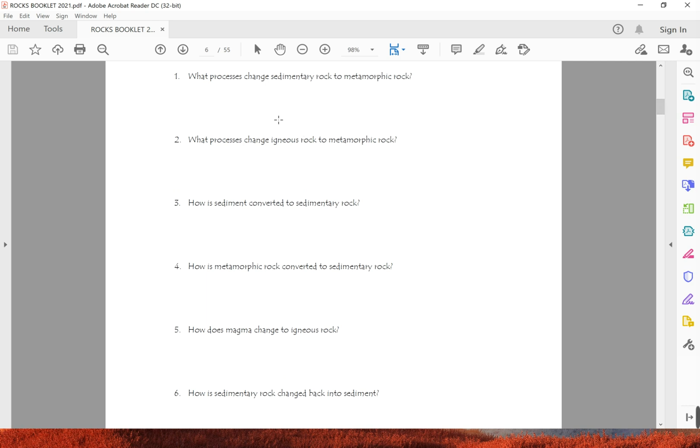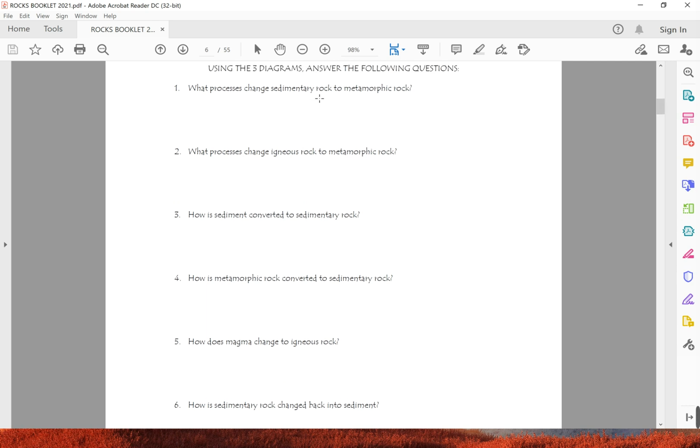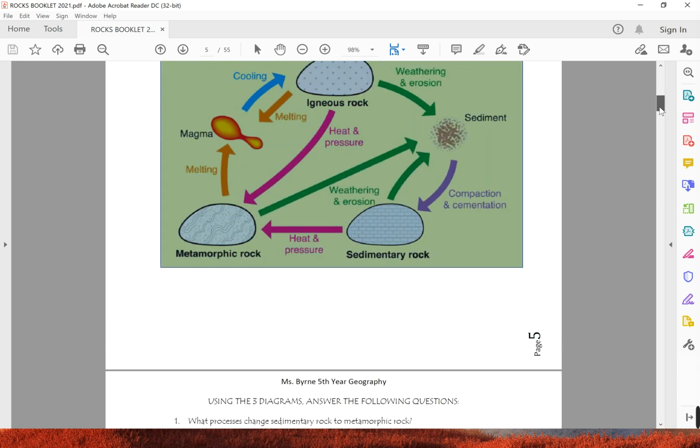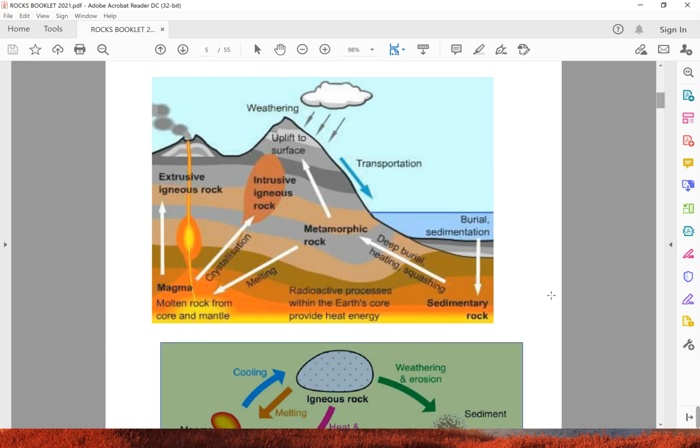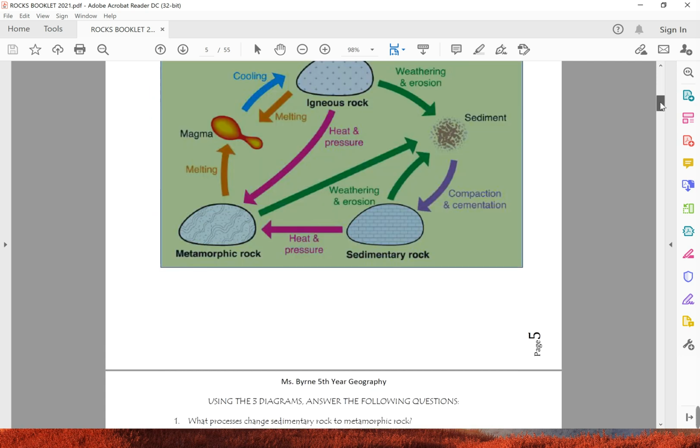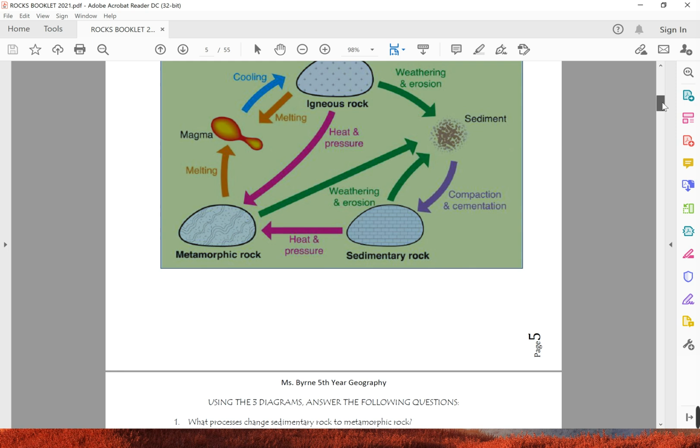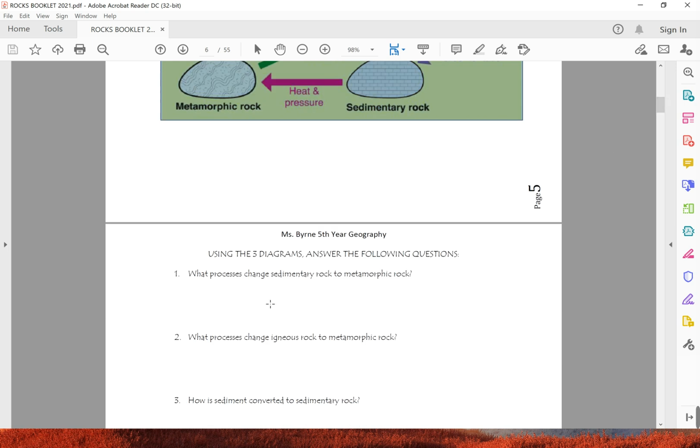So what processes change sedimentary rock to metamorphic rock? So how does sedimentary become metamorphic? So let's just start here. Here's sedimentary rock. How does it become metamorphic rock? It becomes metamorphic rock because of deep burial, when it's heated and when it's squashed, right? Then down here, how does sedimentary rock become metamorphic rock? Through heat and pressure. Does that make sense? So you've got to use the diagrams, all right, and follow the arrows to answer all of these questions.